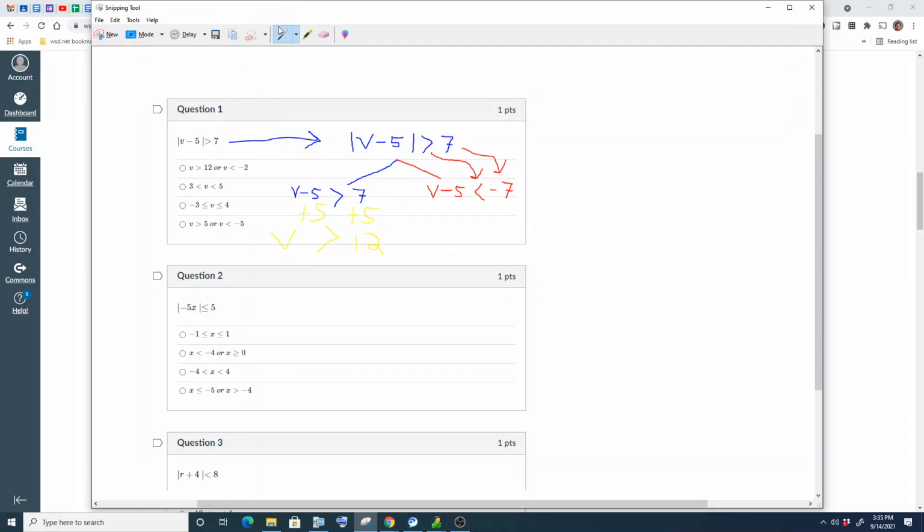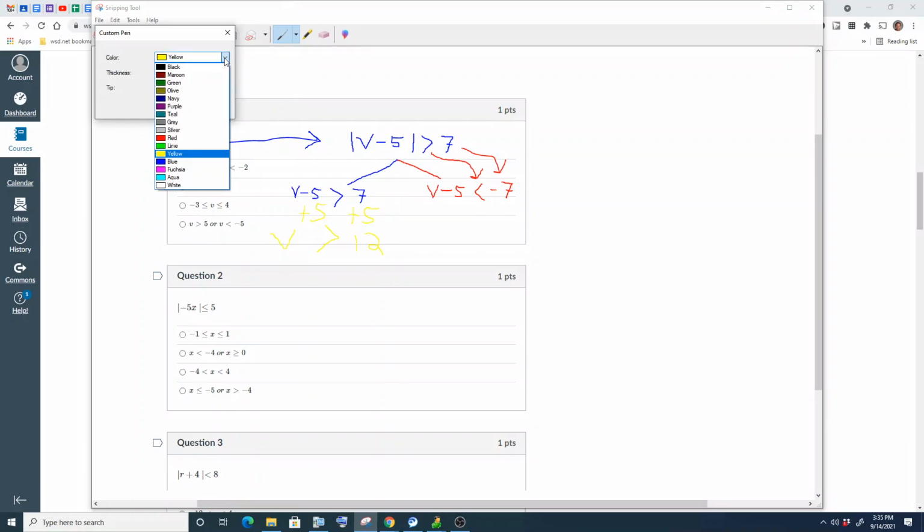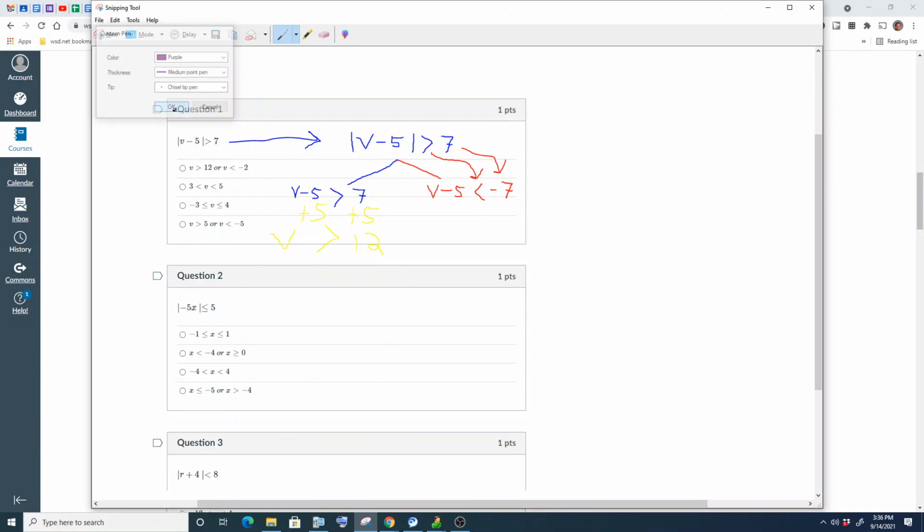Nice. I might use a different color now. Choose a different color that's a little bit darker now. Go ahead and choose a different color. Purple. Yeah, let's do purple. And so my purple, there we go. That's a little bit darker, huh? There we go, maybe medium.